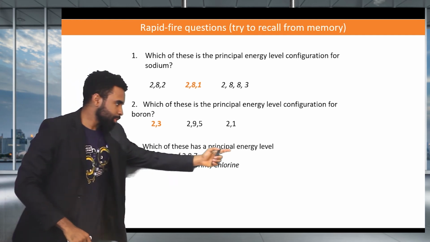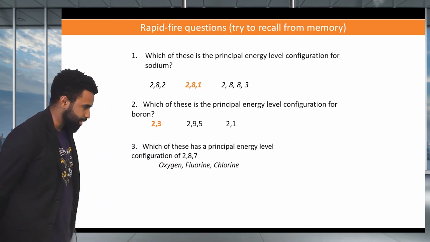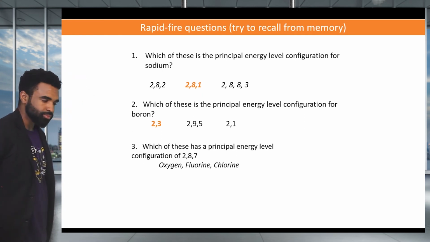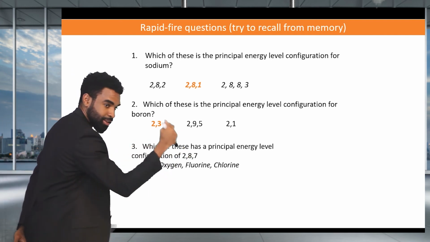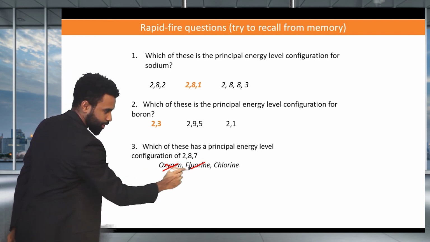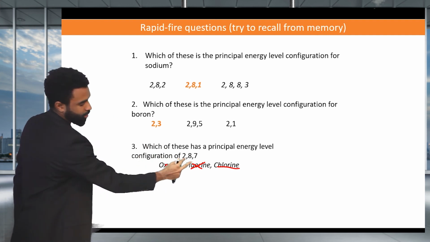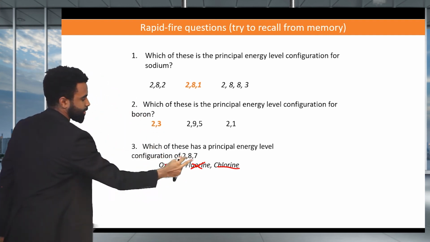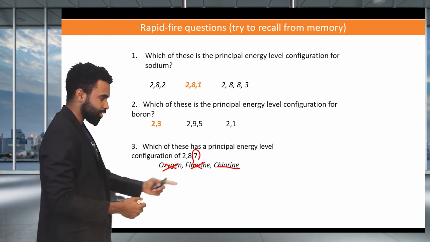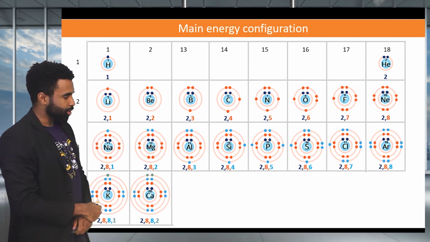Let's try another one. Which of these has a principal energy level configuration of 2, 8, 7? Pause the video again. Think about it. 2, 8, 7. What could this be? It's in the third period, right? So it's definitely not oxygen. And it's probably not fluorine either. Only chlorine is in the third period. The fact that it has 3 main levels here tells us that it's in the third period. The fact that it has 7 tells us it must be one of the halogens, right? So obviously it's going to be chlorine there. So we have 2, 8, 7 for chlorine.